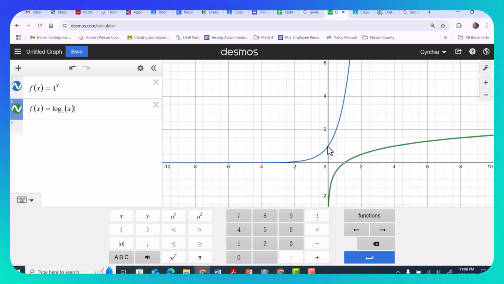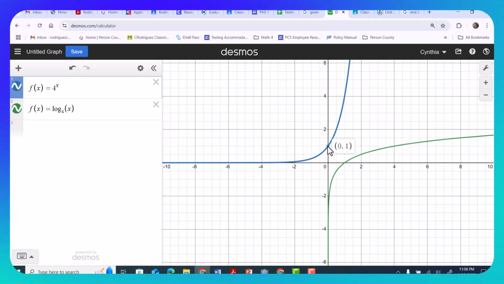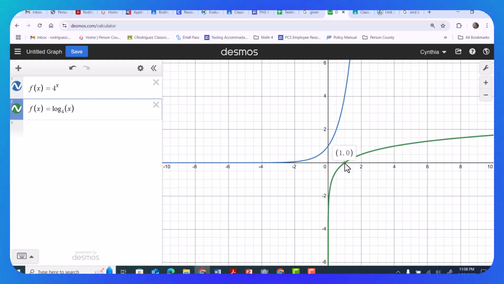Okay, so here for the exponential function, it's going to cross the y-axis. That y-intercept is (0, 1). But now the x-intercept is (1, 0). So everything, the x's and the y's are switching. Okay, now let's go back and look at what we wrote down.